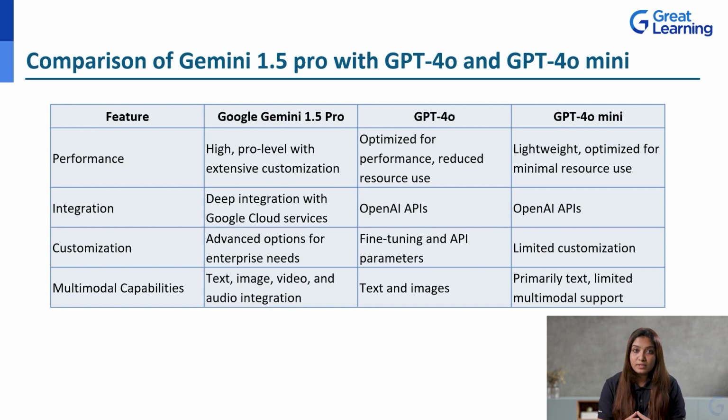Next, multimodal capabilities. How many modalities you can integrate, how you can work, how is that capability? When it comes to Gemini, it supports text, image, video and audio integration. But when it comes to GPT, you can integrate text and images. When it comes to Mini, it is primarily text, with limited multimodal support. It is not that supportive for multimodal capabilities.